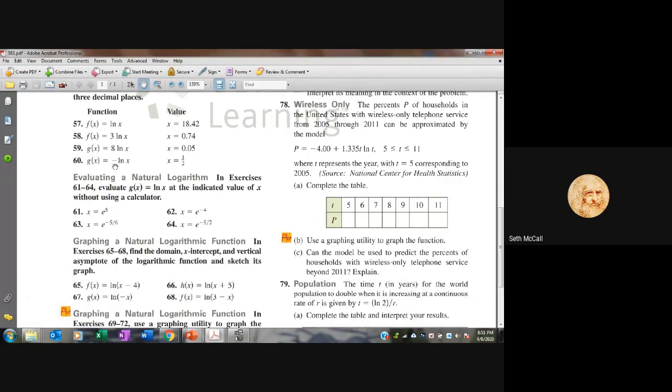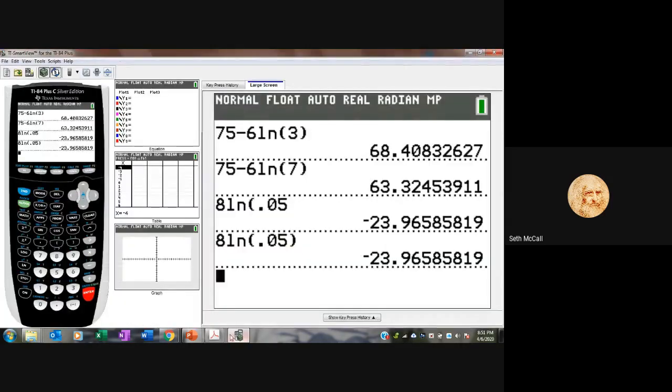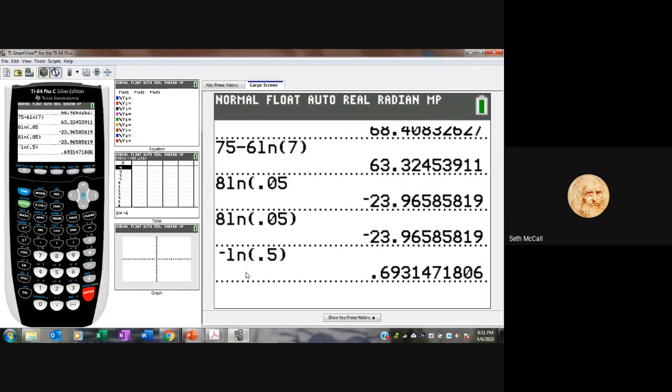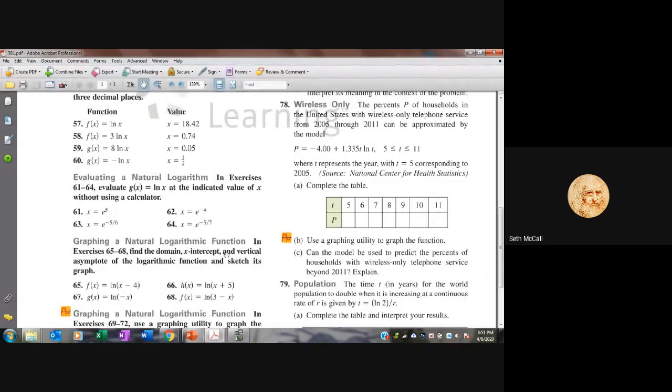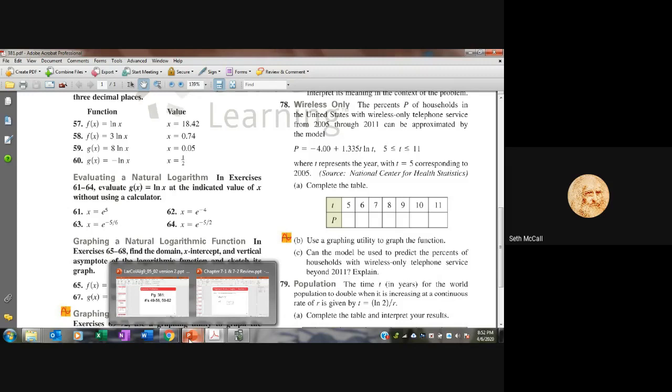Now the next one, number 60, is negative natural log of x, where x is 1/2. So go back to here, negative natural log of, you can either put 1/2 or you can put 0.5, it doesn't really matter. You can see that's going to give us 0.693. Okay, the last two were 61 and 62. And these want you to evaluate g of x equals natural log of x at the indicated value of x without using a calculator. So these are key ones where you're going to be using logarithmic rules to do those.